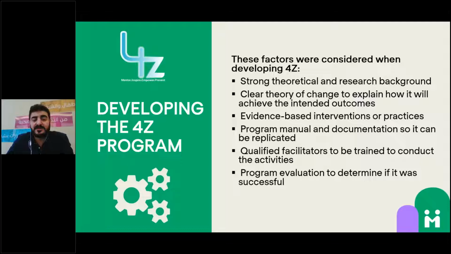The factors that were considered when we developed 4Z were a strong theoretical and research background, a clear theory of change to explain how it will achieve the intended outcomes, evidence-based interventions or practices, program manual and documentation so it can be replicated, and a qualified facilitator selected as trainer to conduct the activities. We also created M&E tools, a program evaluation to determine whether this program was successful or not.